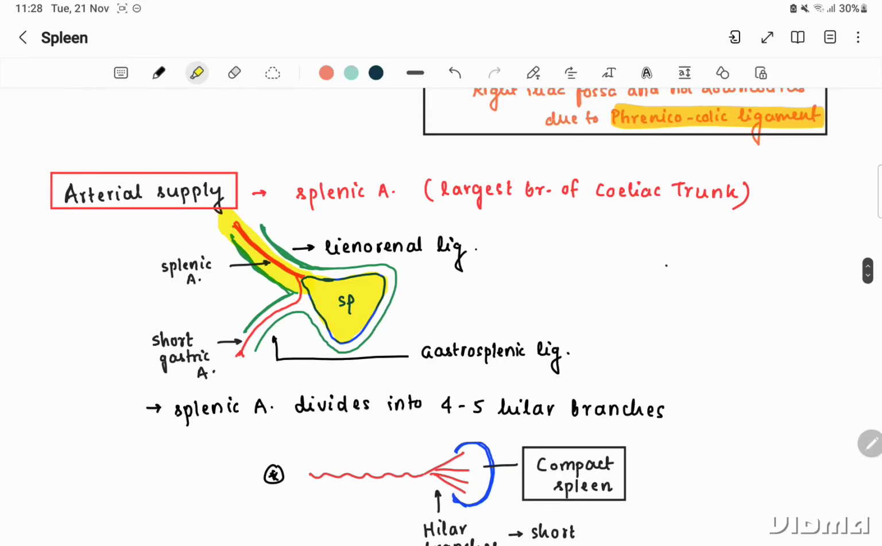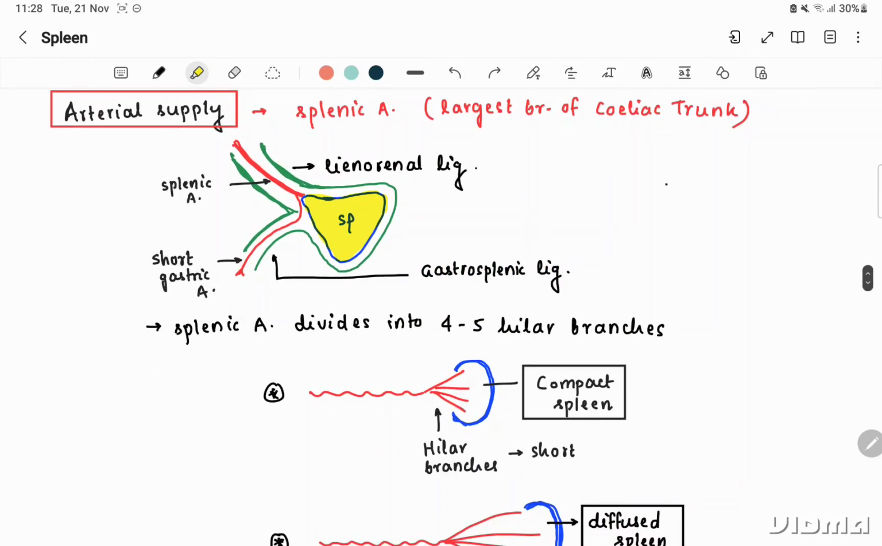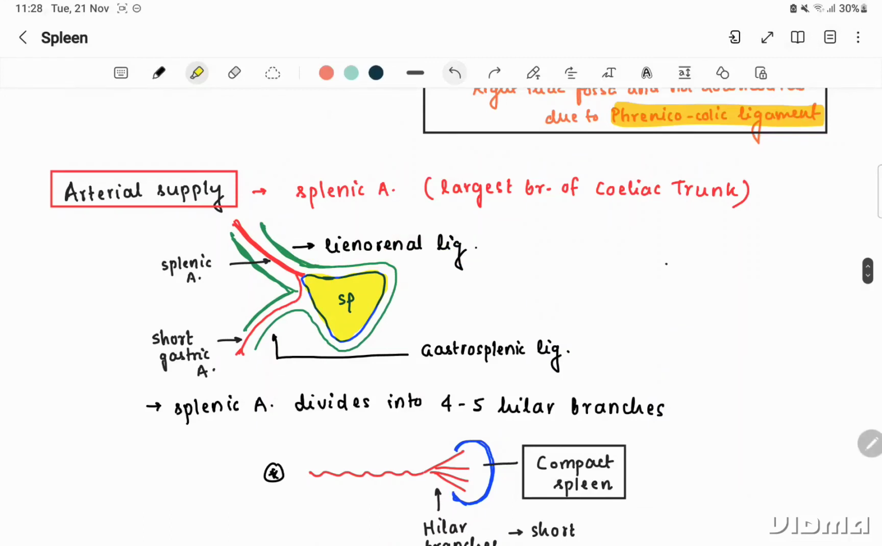So we have a splenic artery coming like this, and this is your spleen. The splenic artery is also giving a branch which is called the short gastric artery. This ligament which is formed is called the lienorenal ligament, and this ligament which is formed is called the gastrosplenic ligament. The content of the lienorenal ligament will be your splenic artery. In your gastrosplenic ligament, the content will be the short gastric artery.